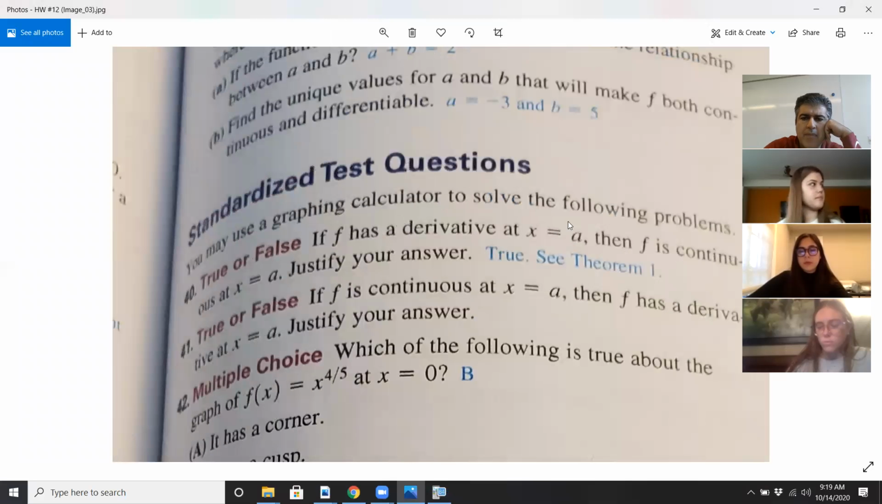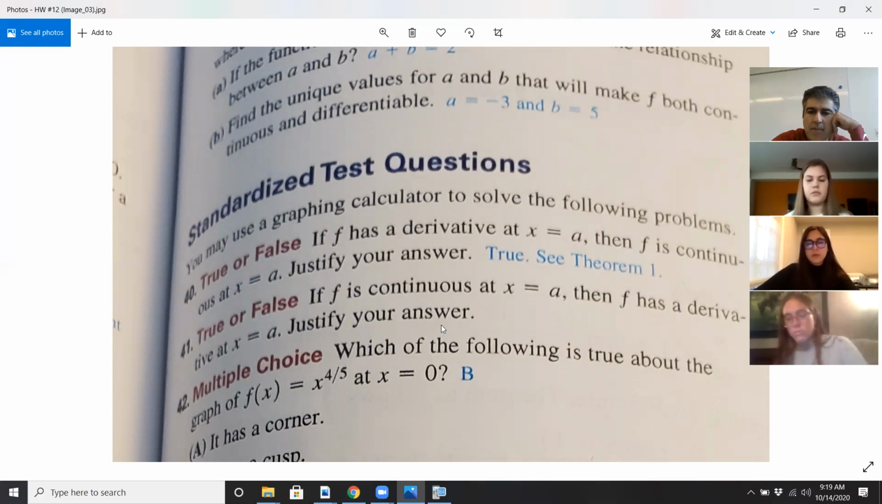So for 40, if you have a derivative, is it continuous? Of course it is. Differentiability leads to continuity. If you're continuous, do you have a derivative? Maybe, not necessarily. So that's going to be a false for 41. Remember, continuity doesn't necessarily mean that you have differentiability.